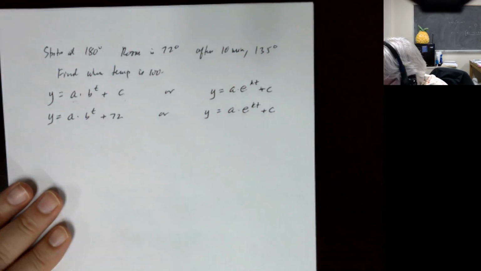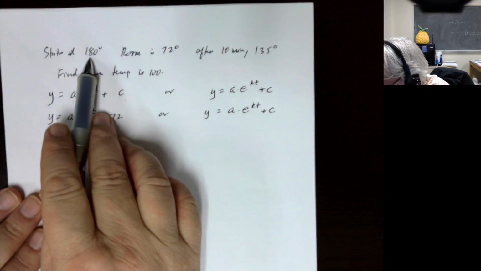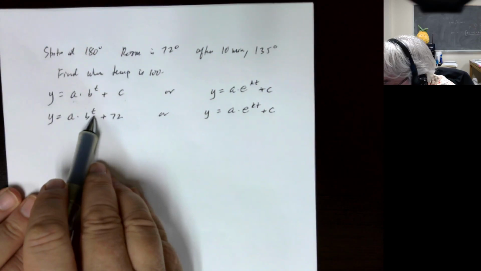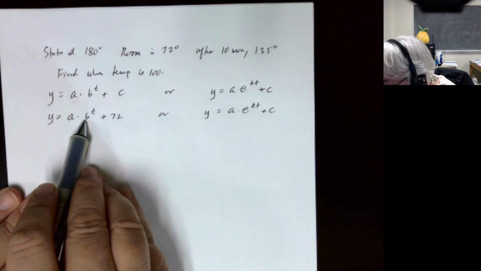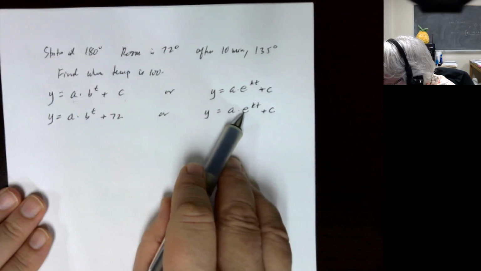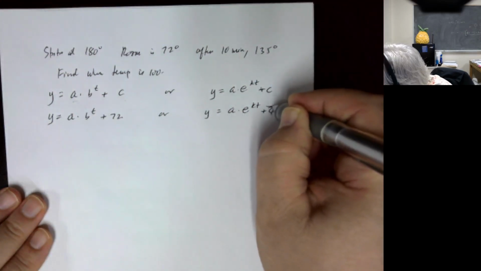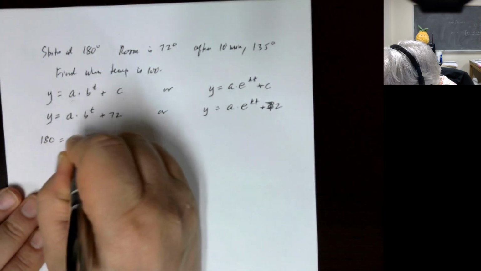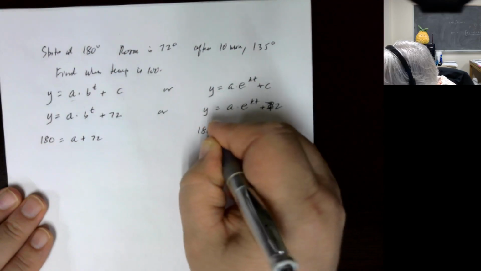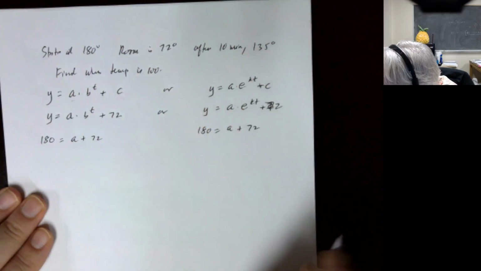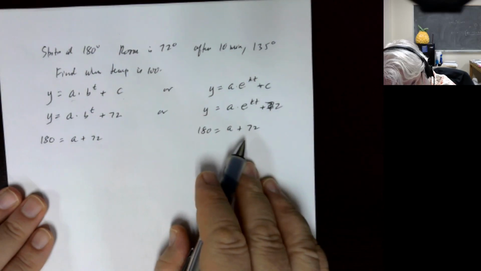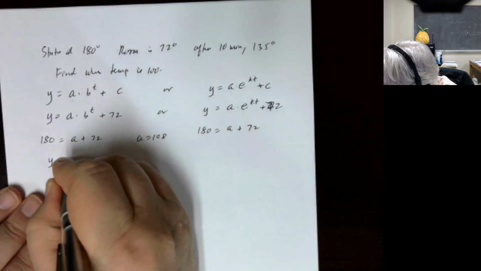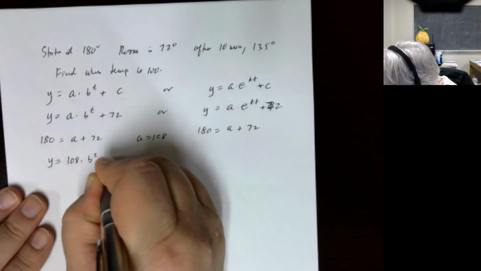Now we can use our initial condition that says the temperature of the coffee starts at 180, and that's at time 0. If I plug in 0 here, b to the 0 is 1, and e to the 0 is also 1. So in both cases, we get that 180 is equal to a plus 72. So in both cases, a is equal to 108. And so in this case we have y is 108 times b to the t plus 72.